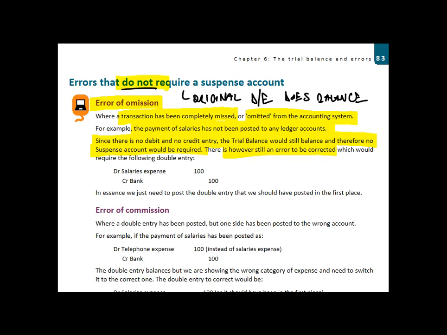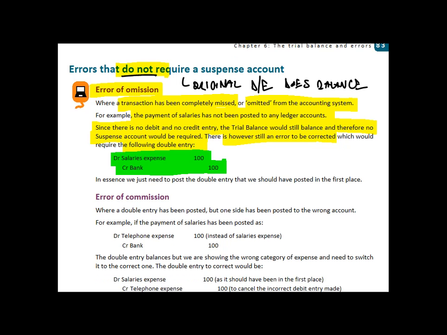And in fact, to correct an error of omission, we just need to build in the double entry we should have posted. So if we've missed some salaries being paid, all we'd need to do is debit the salaries expense as it should have been, let's say £100 to show the expense we've suffered, and credit bank for the amount of money going out of the bank account. So effectively all you need to do with an error of omission is to post the double entry you should have posted in the first place. So that's an error of omission.